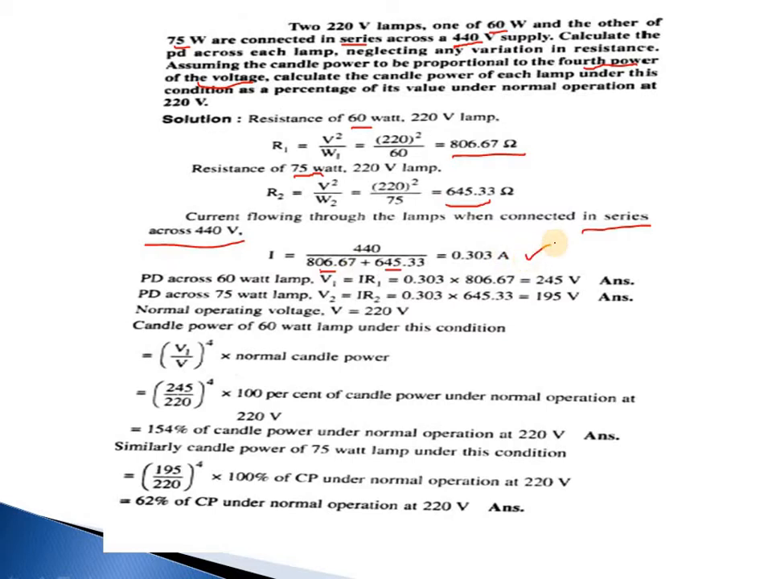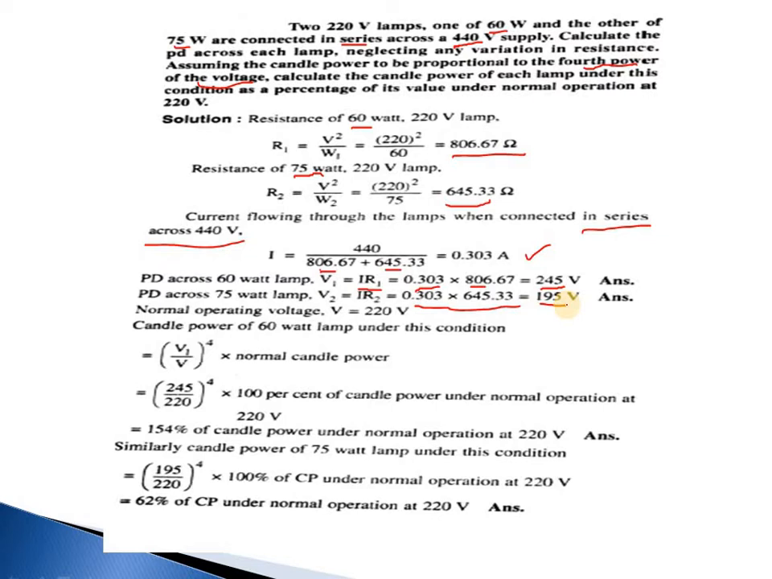That means 0.303 ampere current is flowing through the lamps, both lamps. Now the potential difference across the 60 watt lamp, V1 equals I into R1. Definitely this is the value of I, and R1 we have calculated, so the potential difference is 245 volt for the 60 watt lamp. The potential difference for the 75 watt lamp will again be I into R2, that is 0.303 into 645.33, that is 195 volt.